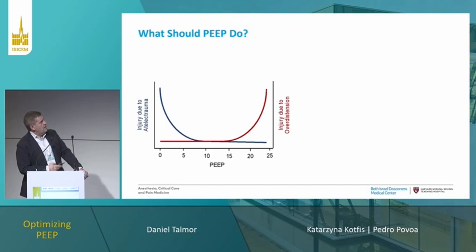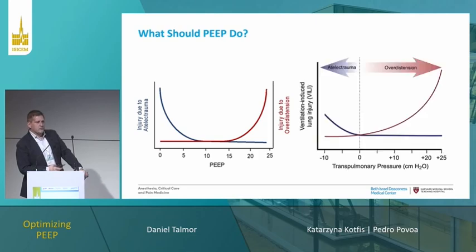So here you can see a sketch of what an ideal PEEP level would look like. So it's one that balances the risk of atelectrauma, so it expands the lung. At the same time, it prevents the injury from overdistension. And we think the goal of every PEEP trial is to find where this sweet spot is, right?